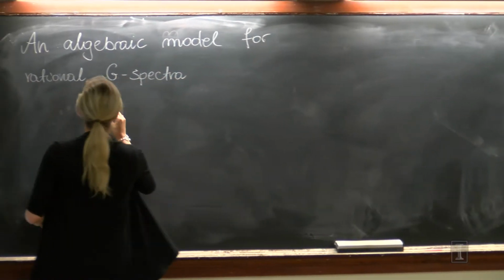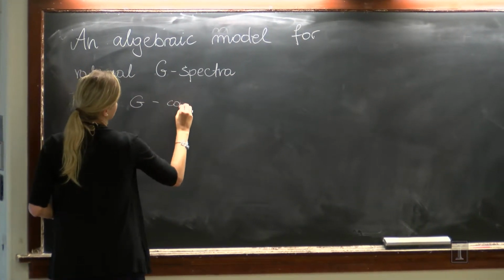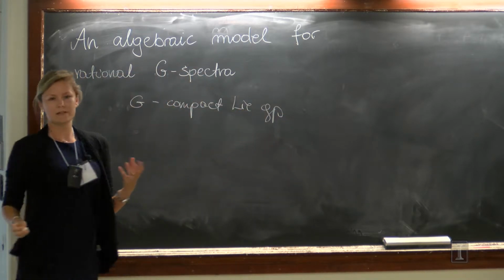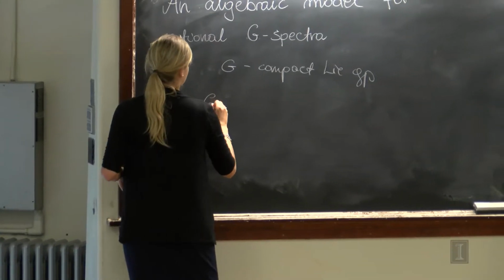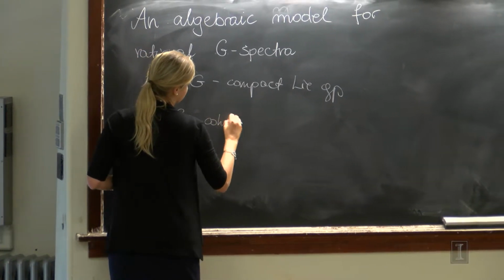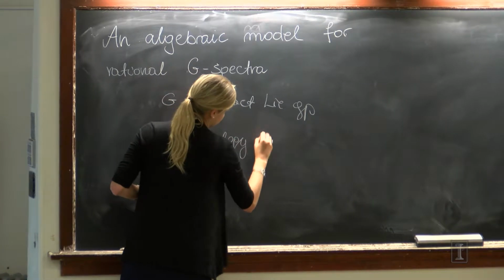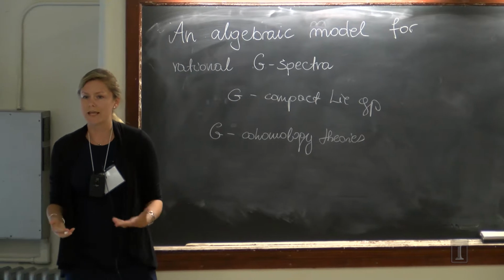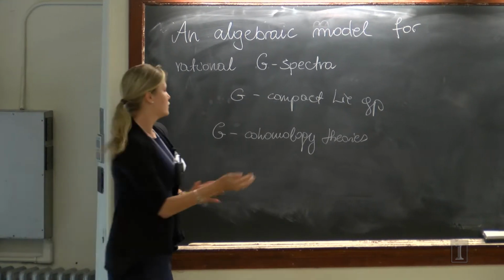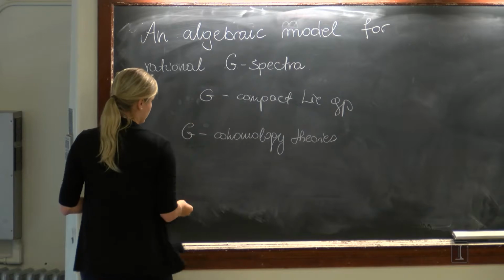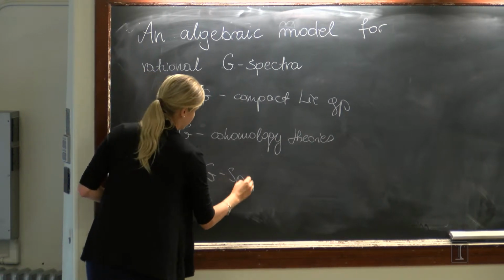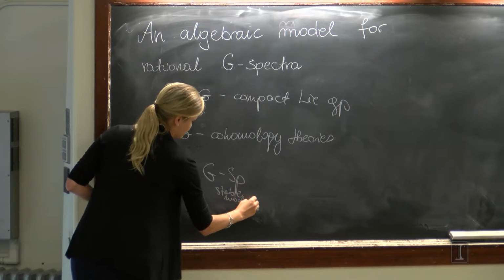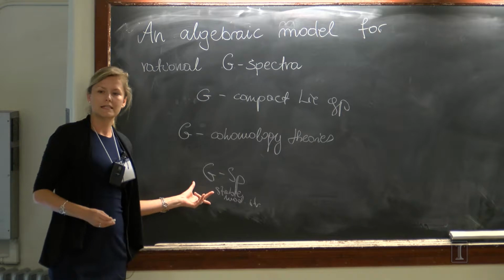Idea. So we start with a G, a compact Lie group. And we would like to understand the category of G cohomology theories. So we would like to understand the invariants which are going to take into consideration the G action. A model for G cohomology theories is given by the category of G-spectra with the stable model structure. So the aim is to understand this category.